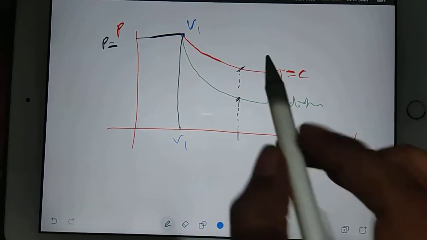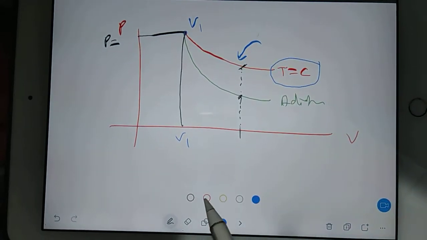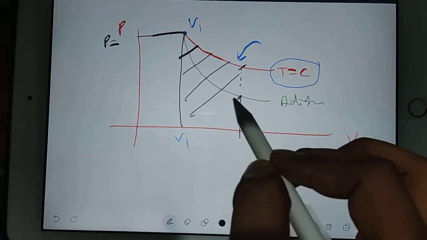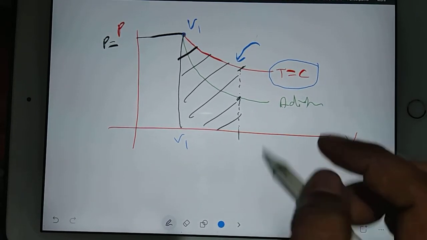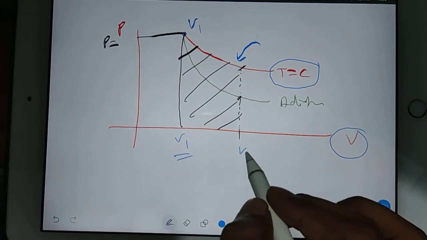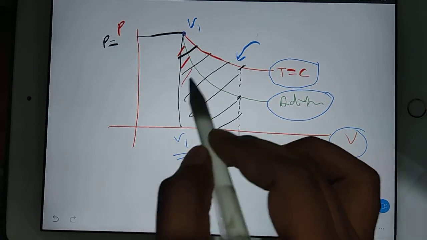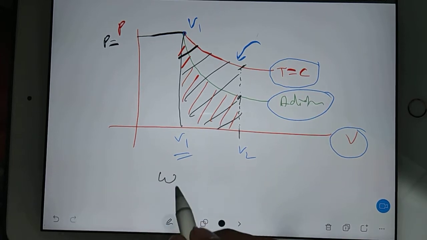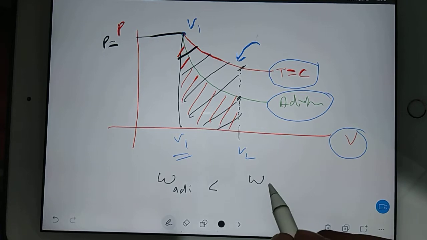So you can see, if you want to achieve the same volume but using isothermal process, then your area under the curve is more. I mean, you have to consider the entire area. It means you have to do more work. But if you are doing the same volume change from V1 to V2 but using adiabatic process, then you have to use area under the curve only this much, which is less. So work done for adiabatic is less than work done for isothermal.